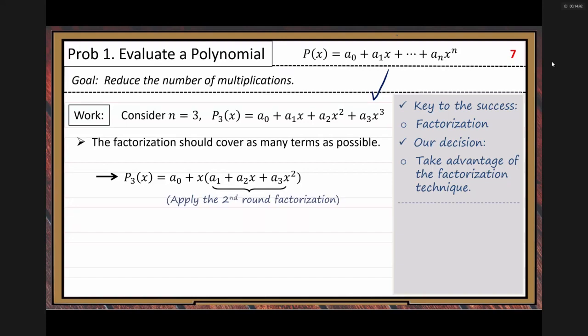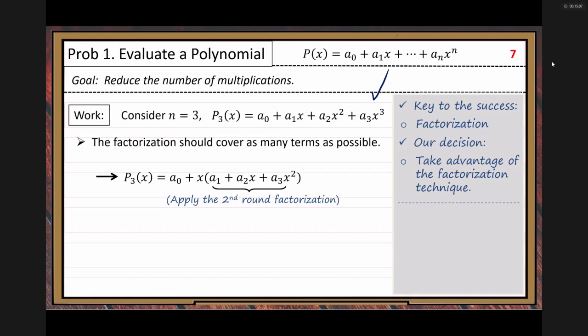Then, after our first round of factorization, let's look at inside the parenthesis. Inside the parenthesis, we have a shorter expression, right? Although it's shorter, it has 3 terms.